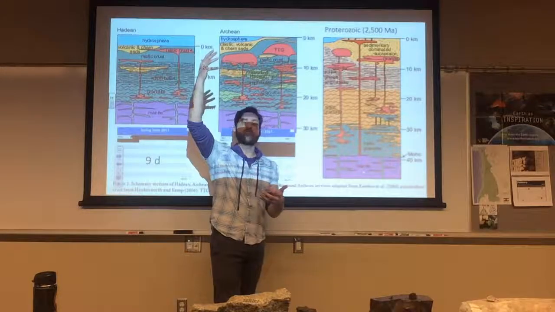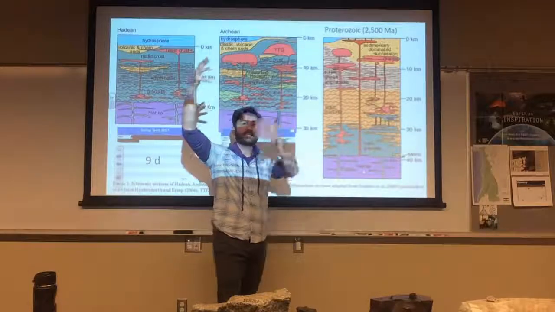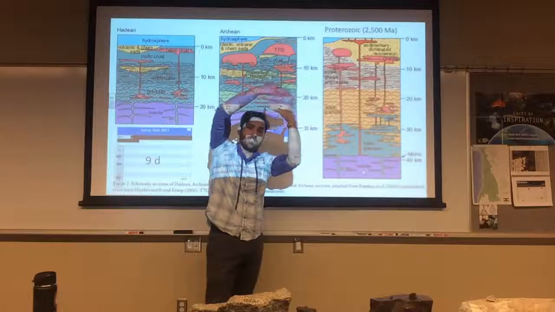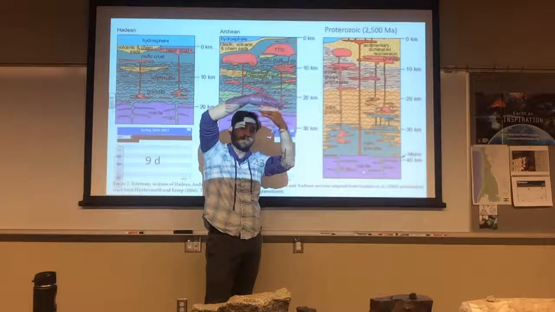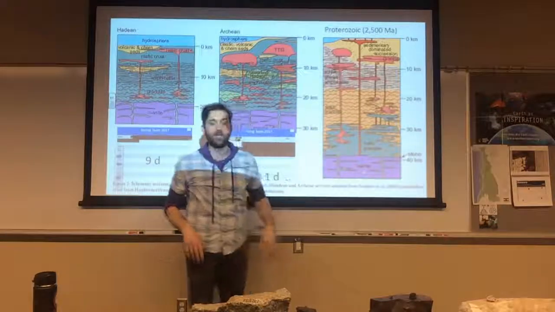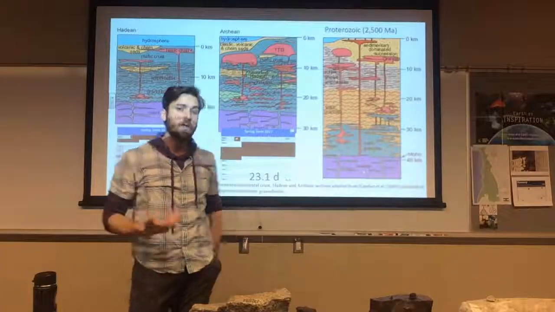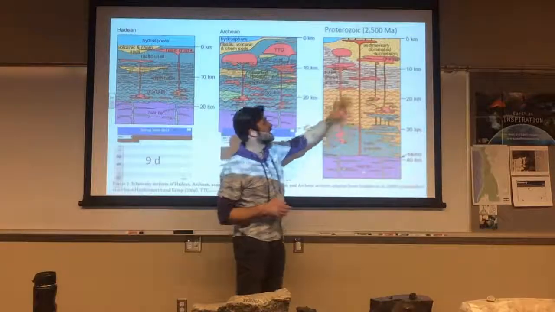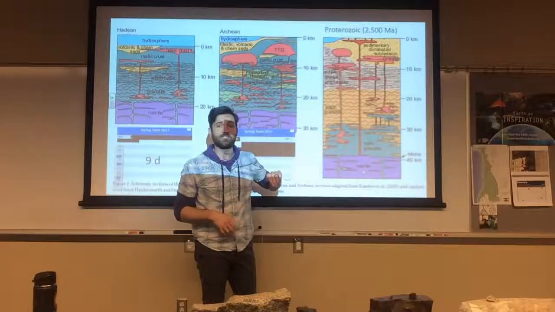Chemistry, light stuff floats to the top. Heat escapes, but if that light chemistry is an insulator, it's preventing the heat from escaping. So this is the picture that the Earth has created over that time period. And now this type of crust is not all that different from what we see today.